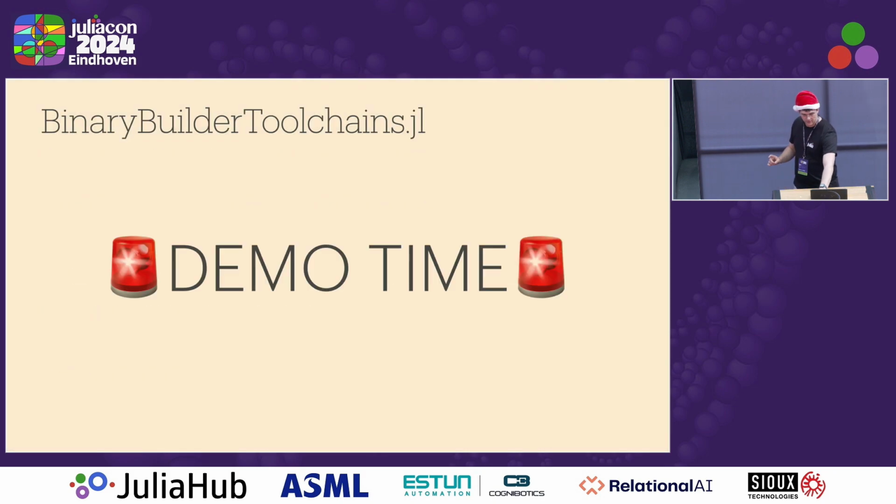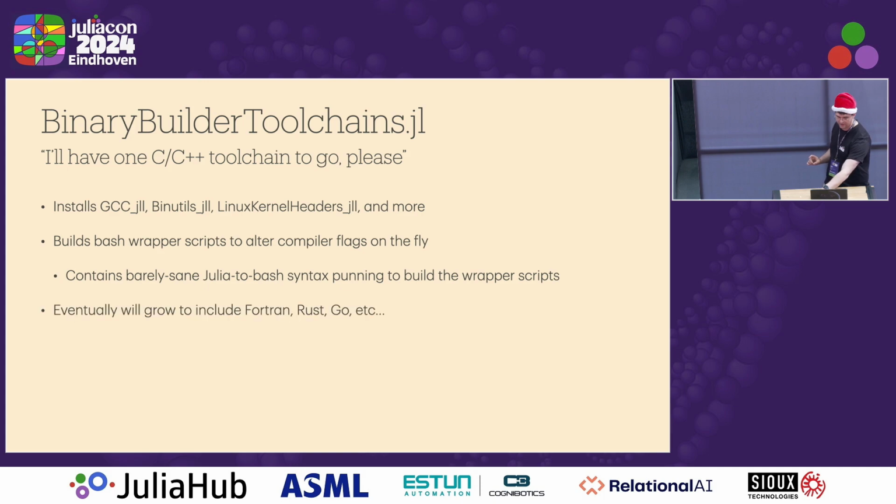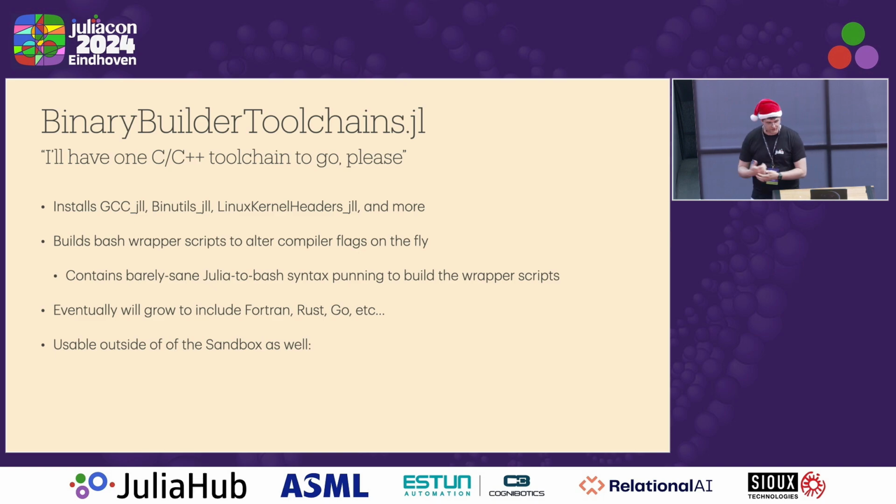All right. So right now, these toolchains only contain GCC and binutils and such. Eventually, we'll have toolchains for Fortran, Rust, Go, et cetera. It's still a work in progress, though. But the course is already plotted. We already have something that works kind of end to end for this stuff.